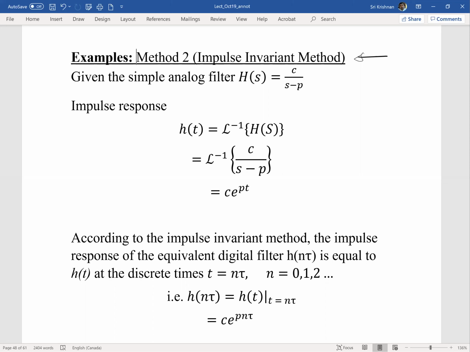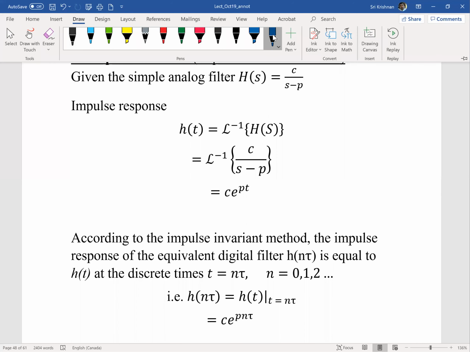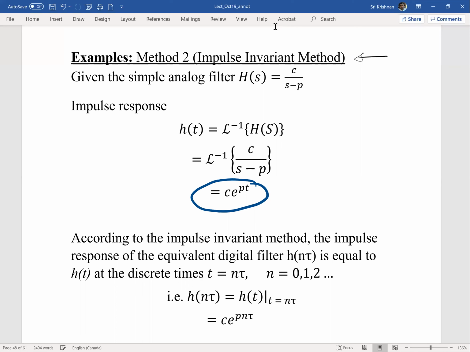Now, to compute the impulse response in the time domain, the impulse response from the transfer function H(s) is h(t). And h(t) is basically the inverse Laplace transform of your H(s). When we do the inverse Laplace transform on the given example, we end up getting c times e to the power of p t. It's a simple formulation for the inverse Laplace transform for the given function.